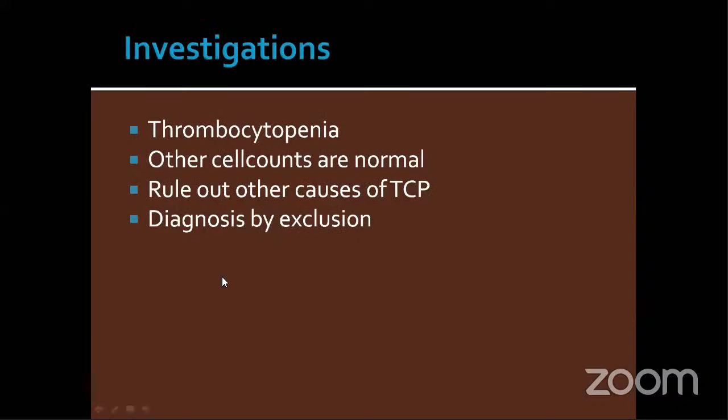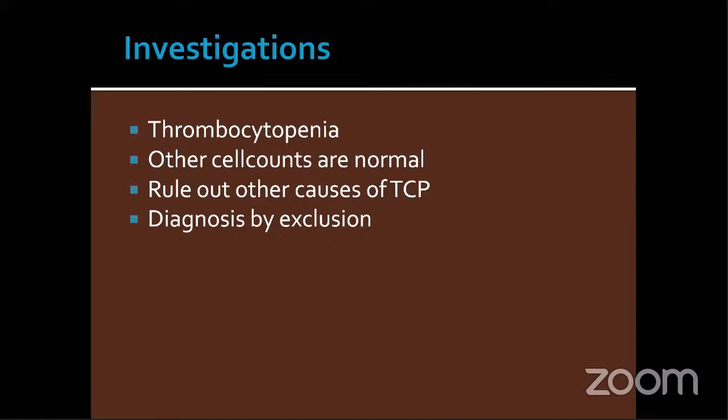The investigations we do: you will see the decreased platelet count. Other cell counts are normal. So the RBCs, WBCs are normal. It's not pancytopenia. Rule out other causes of thrombocytopenia. So you have to rule out multiple causes of thrombocytopenia. Most common is any viral hemorrhagic fever.